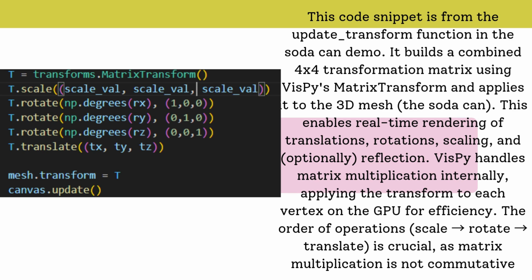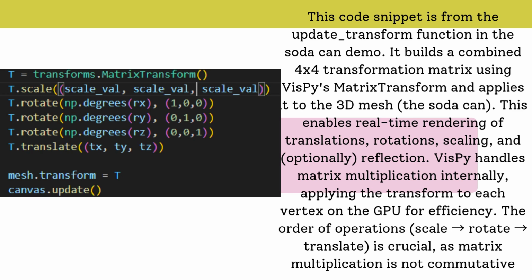This code snippet is from the update transform function in the soda can demo. It builds a combined 4x4 transformation matrix using the VisPy matrix transformer and applies it to the 3D mesh, the soda can. This enables real-time rendering for translations, rotations, scaling, and optionally reflection.